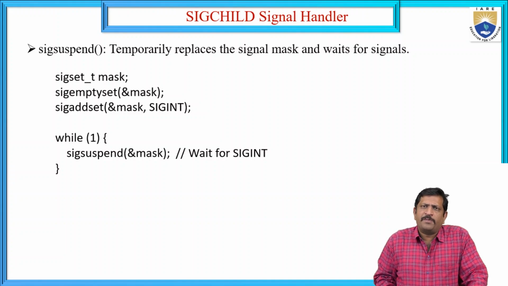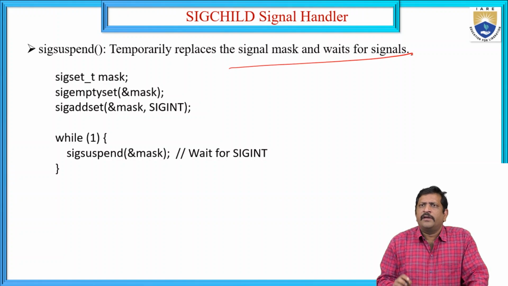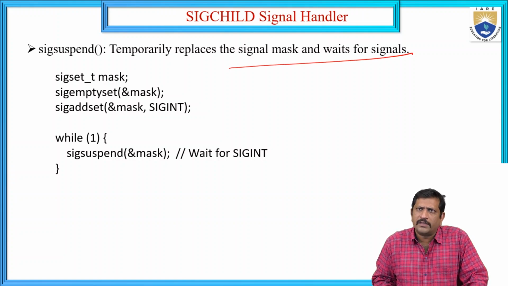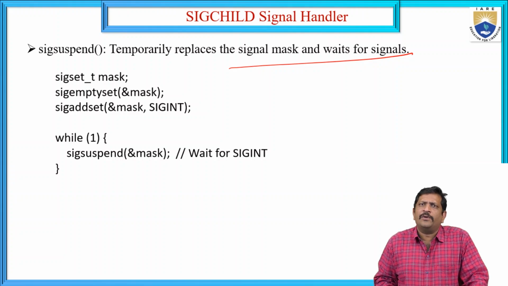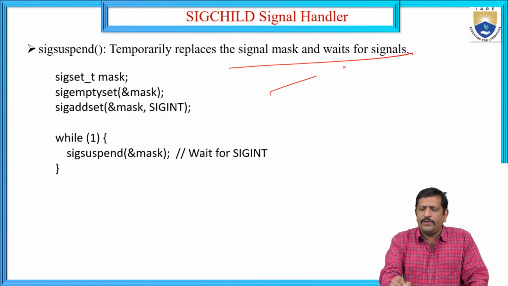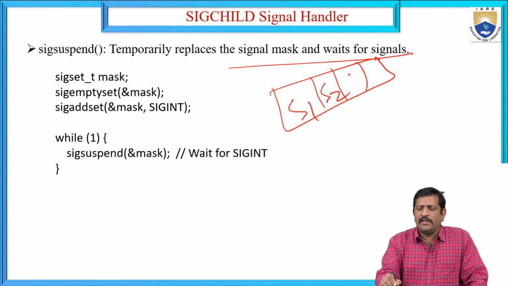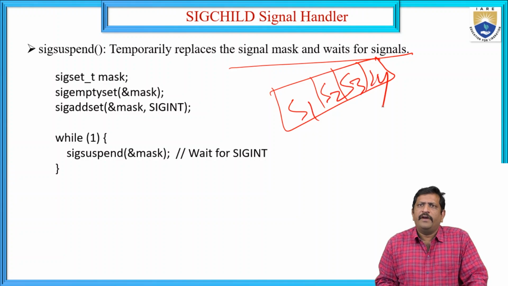Signal suspend: if any extra signals are sent, it temporarily replaces the signal mask and waits for the other signals. That means the signal mask waits for the other signals, which are put into a queue. Suspended signals can be put into another queue. These signals in the queue are waiting, ready for execution.